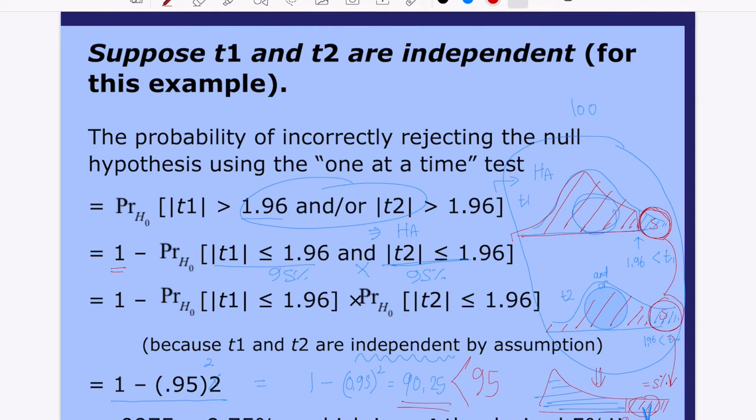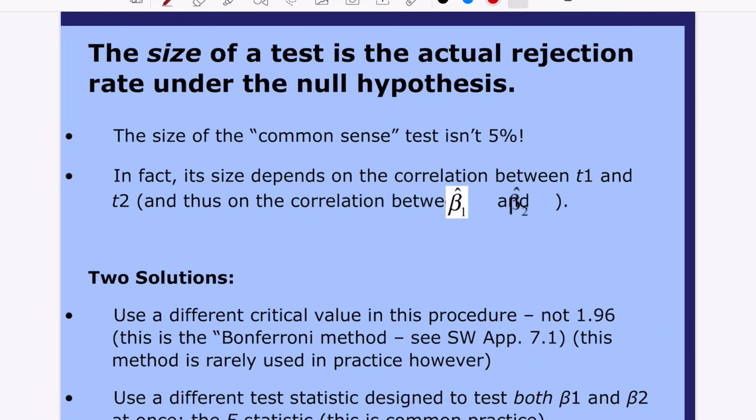Using the critical value one at a time rejects the null more often, and the critical value is greater than 5%. So what do we want? We want to match this down to 5%, right? We can say the size of the test is the rejection rate under the null hypothesis, but the size is not 5%. We saw 9.275%. So in fact, the size depends on the correlation between T1 and T2.